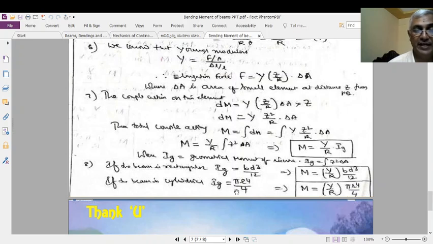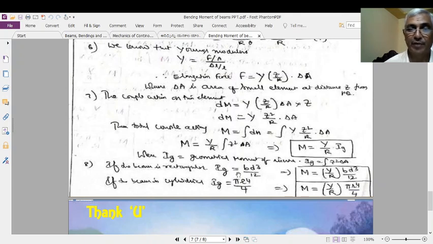In case of a cylindrical beam, the moment of inertia is pi r to the power of 4 by 4. Therefore, the restoring couple is equal to Y by R into pi r to the power of 4 by 4. Restoring couple, or restoring moment, is nothing but the bending moment. Therefore, the bending moment formula is this one.